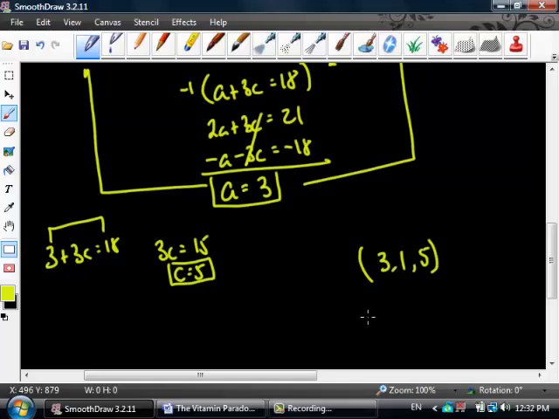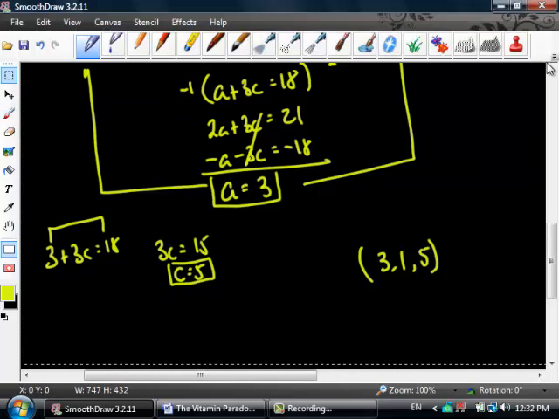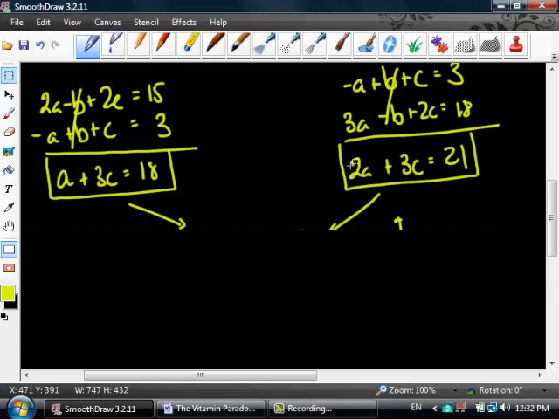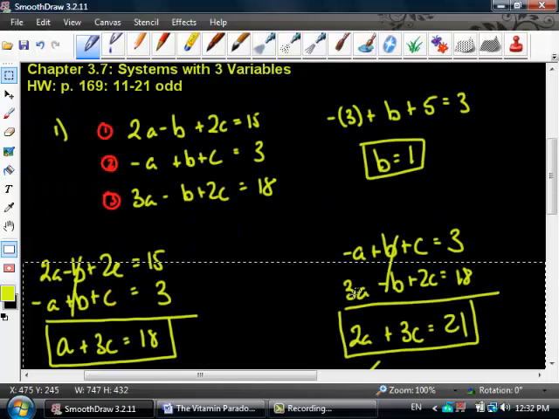Raise your hands if this is doable for you. Yes, doable? Okay, so let's take a look at another one. We'll do it a little bit faster. Increase the speed a little bit. The mother of all system problems right here.